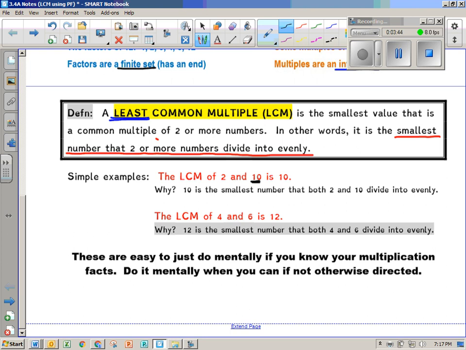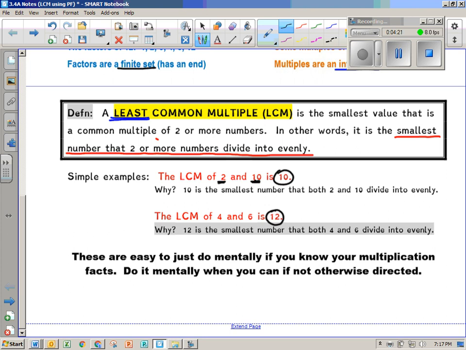So the least common multiple of 4 and 6 is 12. Notice up here, you had two numbers, 2 and 10, and the LCM was 10, which was actually one of the numbers. But sometimes that's not the case, like for 4 and 6. 4 divides into 12, 6 divides into 12, so the LCM is 12. Well, 4 and 6 both divide into 24 as well, so we would say 24 is a common multiple, but it's not the least common multiple.